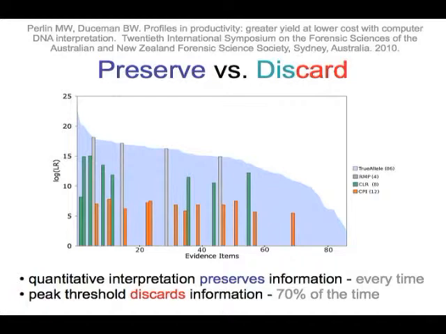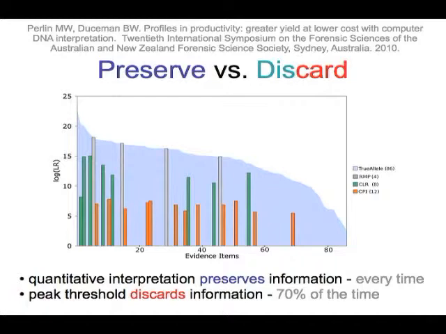So 70% of the evidence was not quantified and wouldn't be usable in court in many jurisdictions. And then if you look at the total amount of information gained, the ratio of the areas, the human review with thresholds produced less than 20% of the total information that was present.